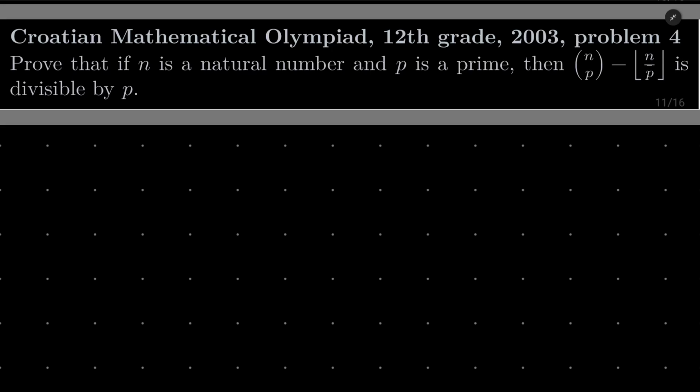Hello friends, in this video I'd like to solve the following problem from the Croatian Mathematical Olympiad, 12th grade 2003, problem number 4. We wish to prove that if n is a natural number and p is a prime, then n choose p minus floor of n over p is divisible by p. It's a very nice problem from number theory. Here are my hints.